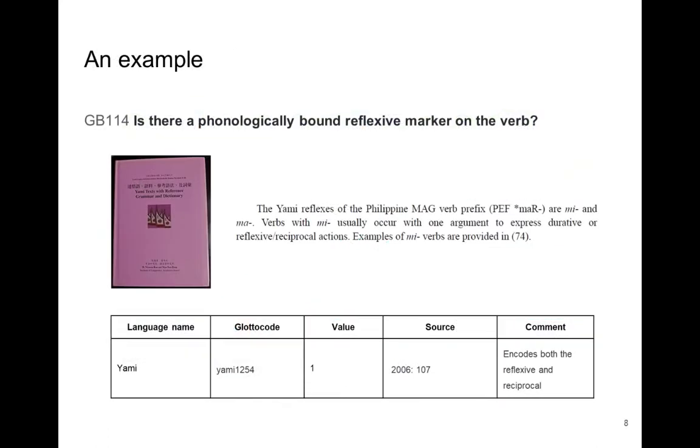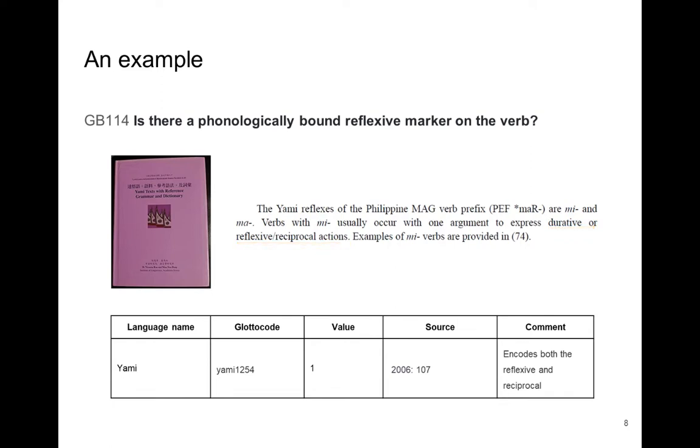Here's an example. So we have Grambank feature 114, is a phonologically bound reflexive marker on the verb. And here's an example of the language Yami, where there is a prefix, which the grammar writer describes as durative or reflexive reciprocal actions.